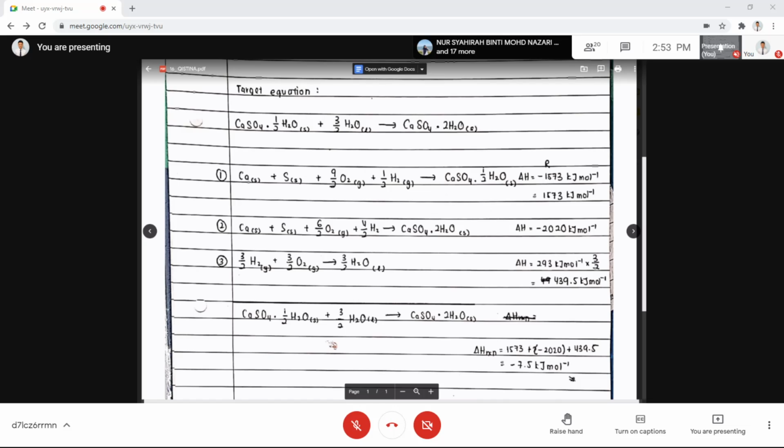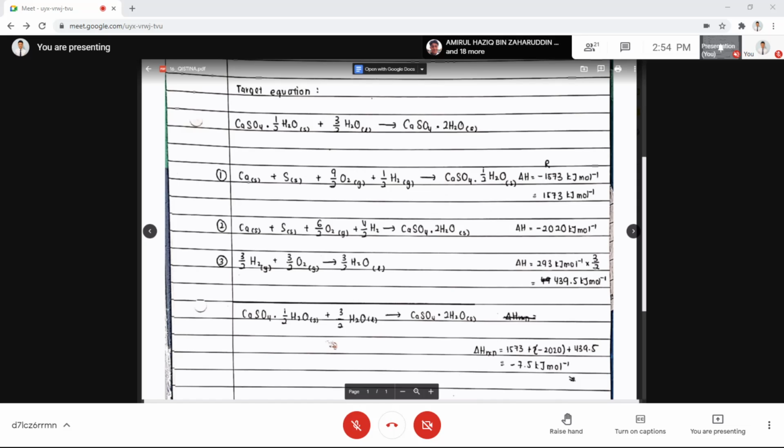But when we refer to the target equation, the calcium sulfate half H2O is at the product side of the reaction. So we need to change the sign from negative to positive. So delta H1 will be 1573 kJ per mole. But you did not write positive. So is it right or wrong? Oh, wrong. The positive sign is necessary, okay?